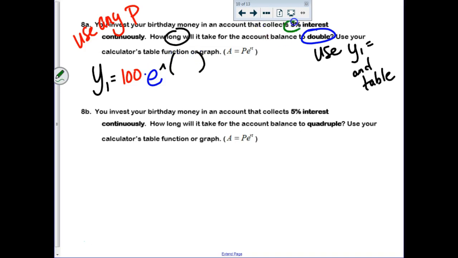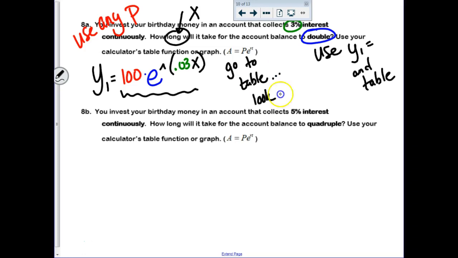So the interest rate is 3%, so 0.03. And then remember how we don't know time? You're going to have to leave it as a variable because that means I don't know it. So this gets programmed into y1, and then you're going to go look at your table, and then you want your money to double. So if I had $100 and I doubled it, I'm going to look for $200.